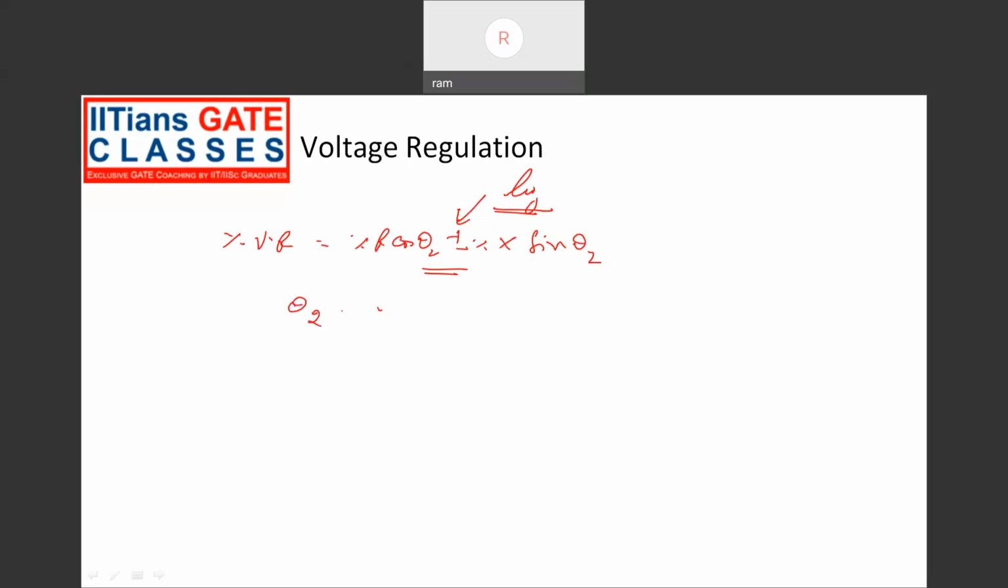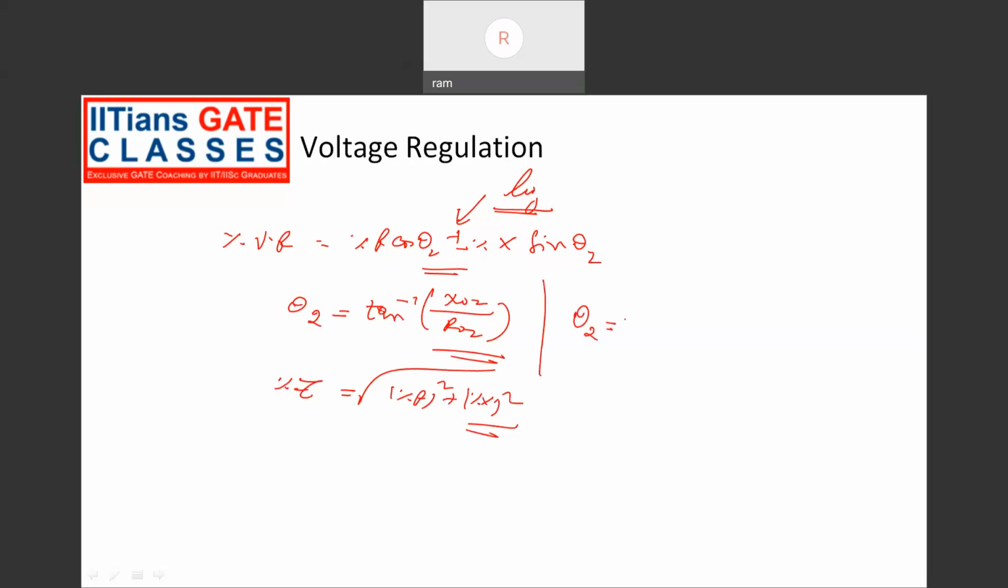The condition for maximum regulation is given by theta 2 equal to tan inverse X02 by R02. And it occurs at lagging power factor of the load. And the value of maximum voltage regulation equals percentage impedance Z, that is square root of percentage R square plus percentage X square. And the condition for zero voltage regulation is given by theta 2 equal to tan inverse R02 by X02, and it occurs at leading power factor. Negative voltage regulation is possible only for capacitive loads.